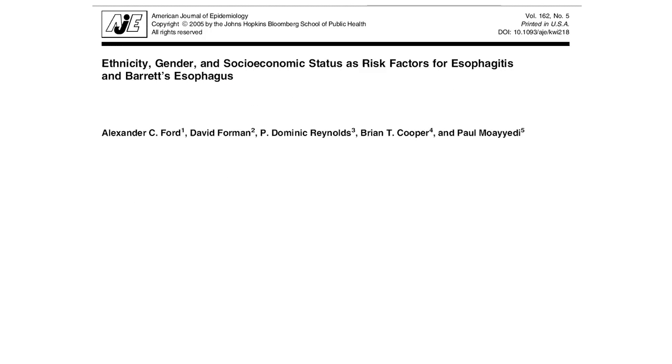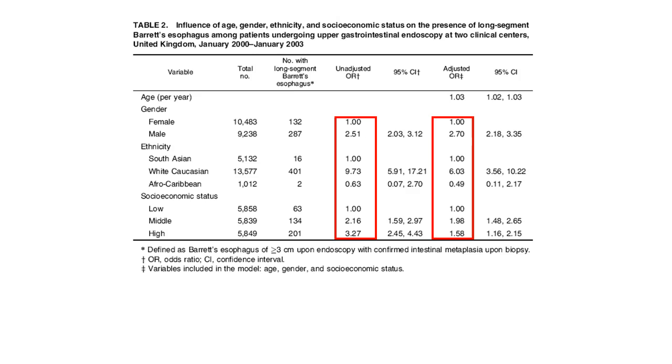This paper is a study about inflammation of esophagus and Barrett's esophagus in the UK. Barrett's esophagus raises the risk of cancer of esophagus, and its risk is known to be relatively high among Caucasian men. This is somewhat unusual, because for many diseases, Caucasians are a relatively low-risk group. In this study, the risk was analyzed in relation to 4 factors: age, gender, ethnicity, and socioeconomic status. The table shows unadjusted and adjusted odds ratios, and their 95% confidence intervals.